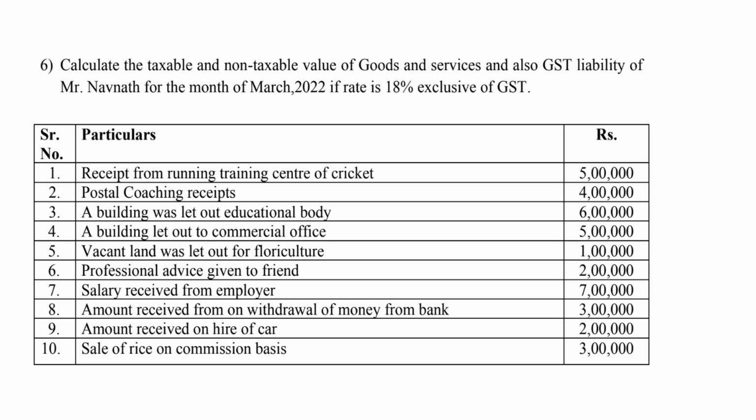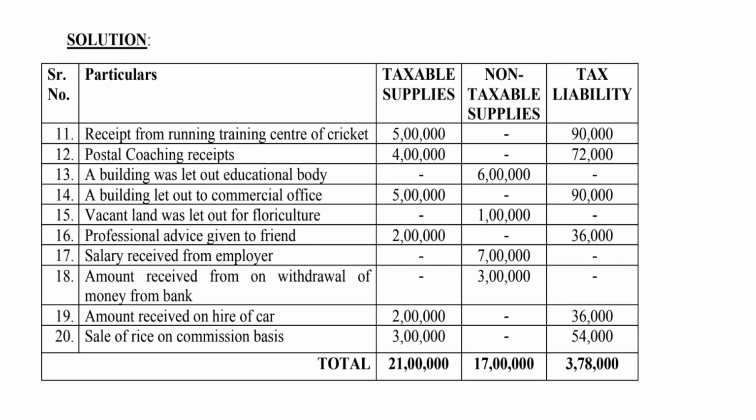Now see what will be taxable and non-taxable, and we have to take 18% GST. Receipt for running training center of cricket will come in your taxable supply. The amount is 5 lakh, which you will put here, and you have the GST tax liability of 18%. So 5 lakh at 18% is 90,000.